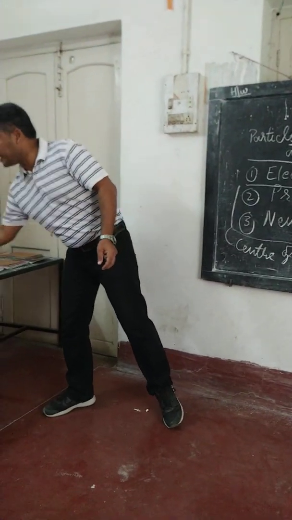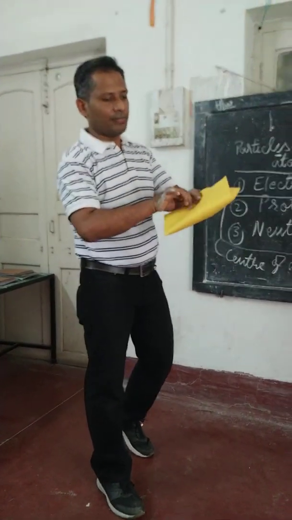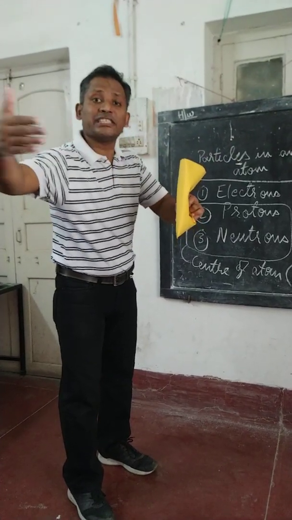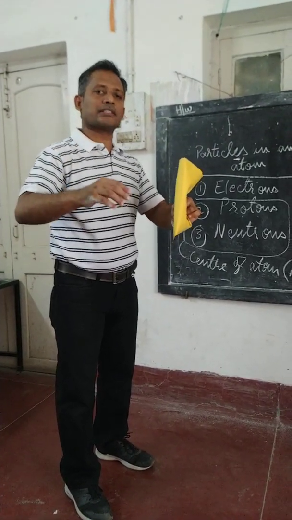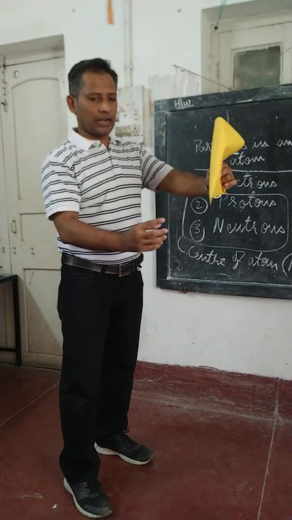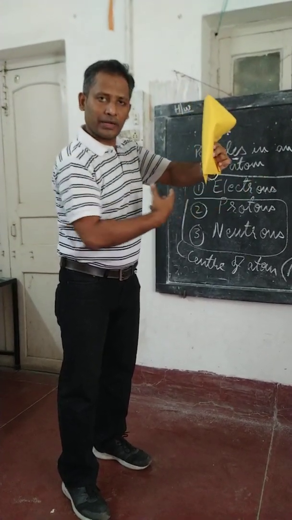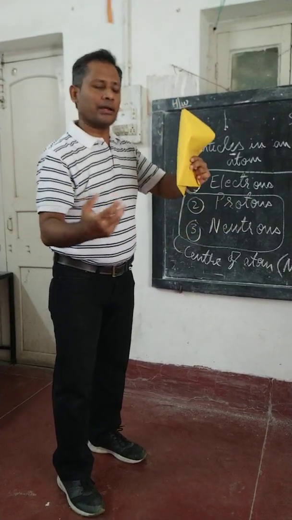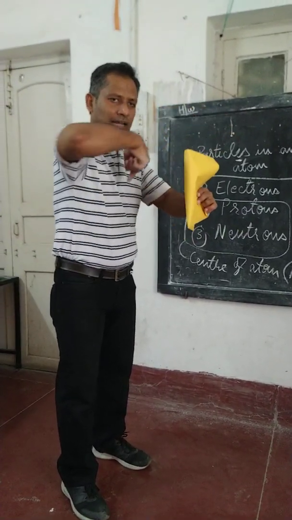For example, if this is the nucleus of the atom, you have electrons which are rotating and revolving around the center in different shells, different orbits. For example, in the solar system, you have the sun and Mercury in the first orbit, Venus in the second orbit, Earth in the third orbit.